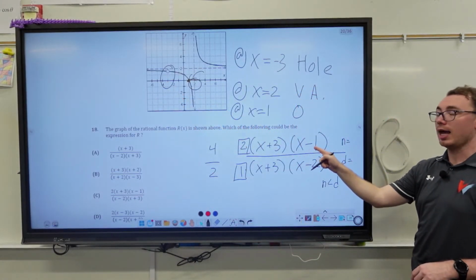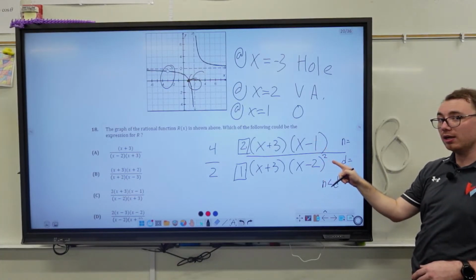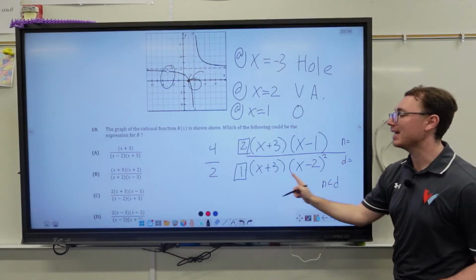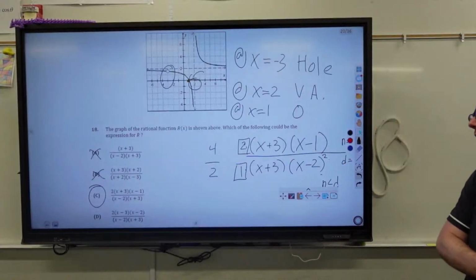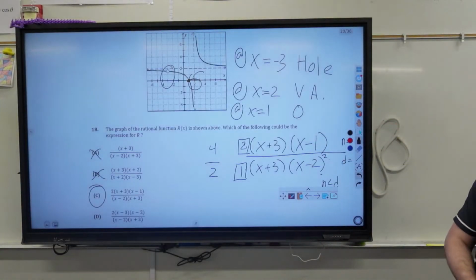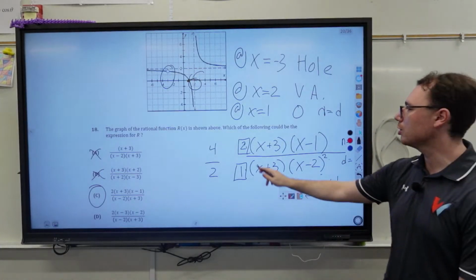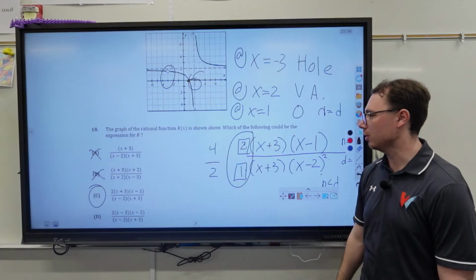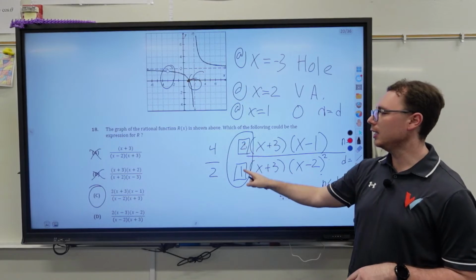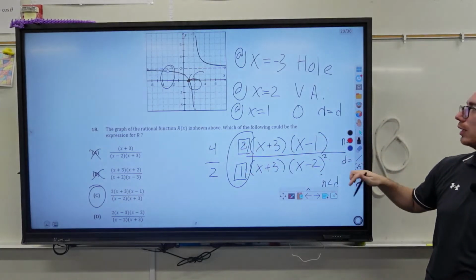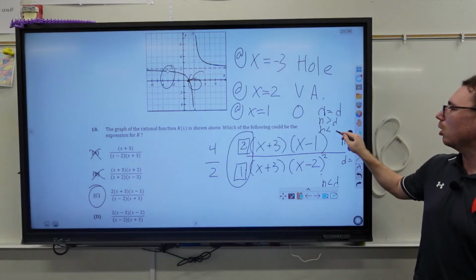We have a 0 at x equals 1, so we have this in the numerator. We have this as a squared vertical asymptote because we need to make the exponents in the numerator and the denominator the same. So if n equals d, it's going to be that quotient rule for our horizontal asymptotes. I'm going to revisit that topic so I can go over that in class. I did not realize how poor I was with those three cases: n equals d, n is larger than d, and n is smaller than d.